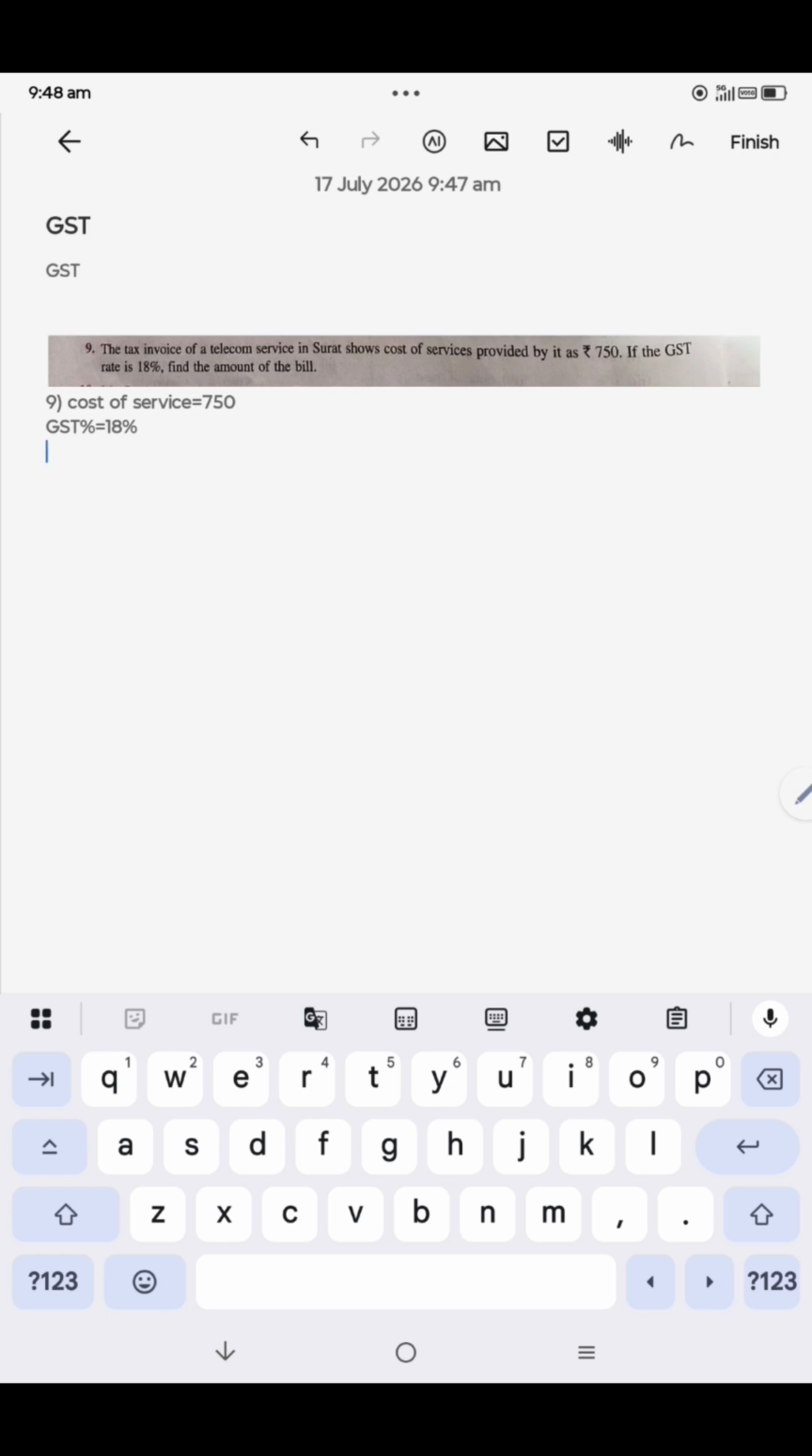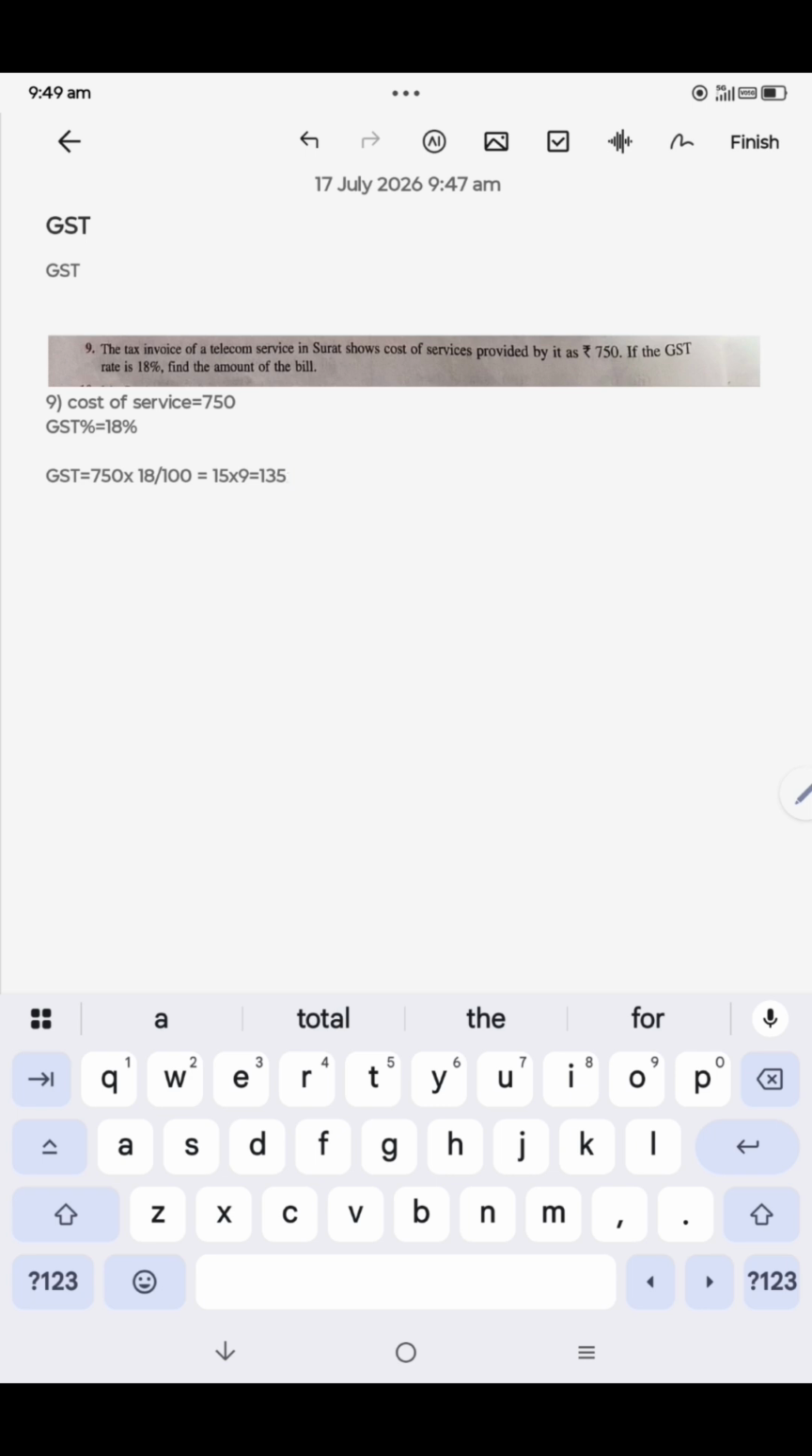So what we do? We will find out the GST. GST we will find out on 750. How much GST will be charged on 750? That is equal to, if we cut the 0 and cut with 5, then 15 into 9 comes. That is equal to 135.